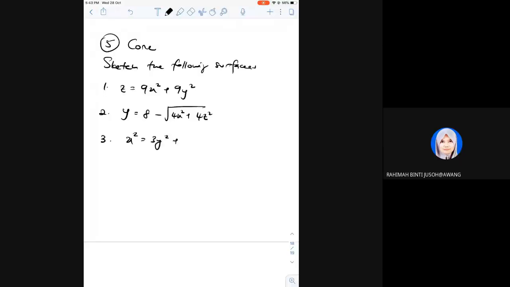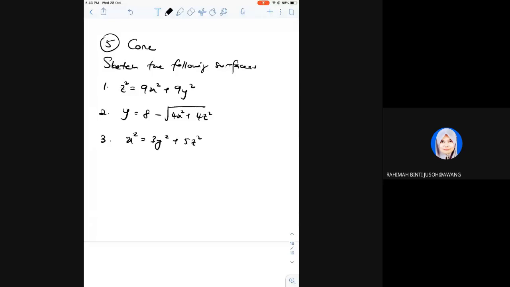Number 1, we have z equals to 9x squared plus 9y squared. Number 2, let's say, earlier it was z, now y: y minus 4x squared plus 4z squared. Number 3, x plus 3y squared plus 5z squared. This is z squared on top.